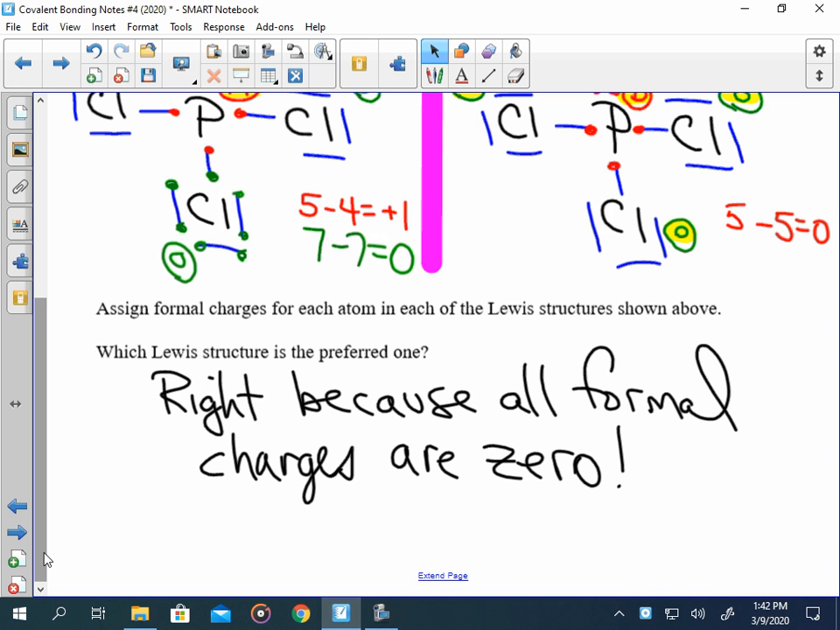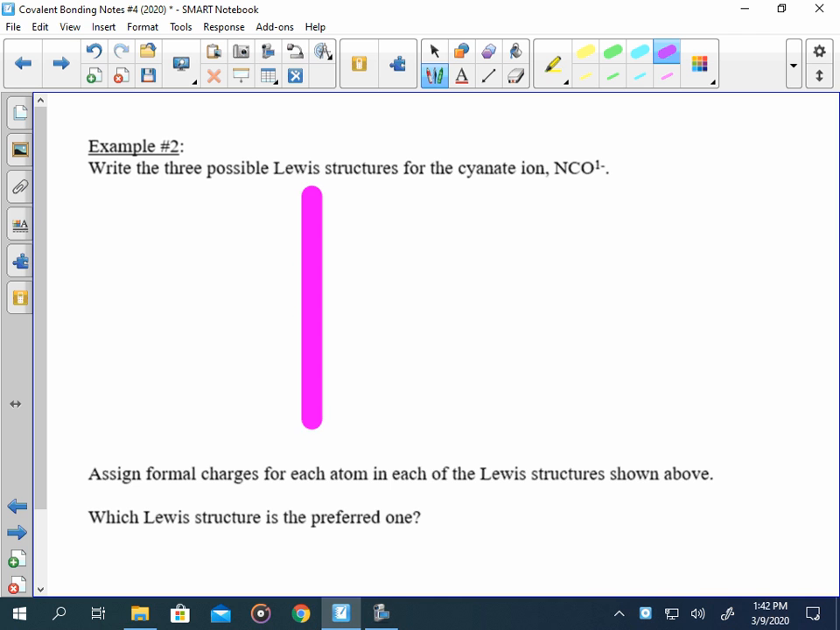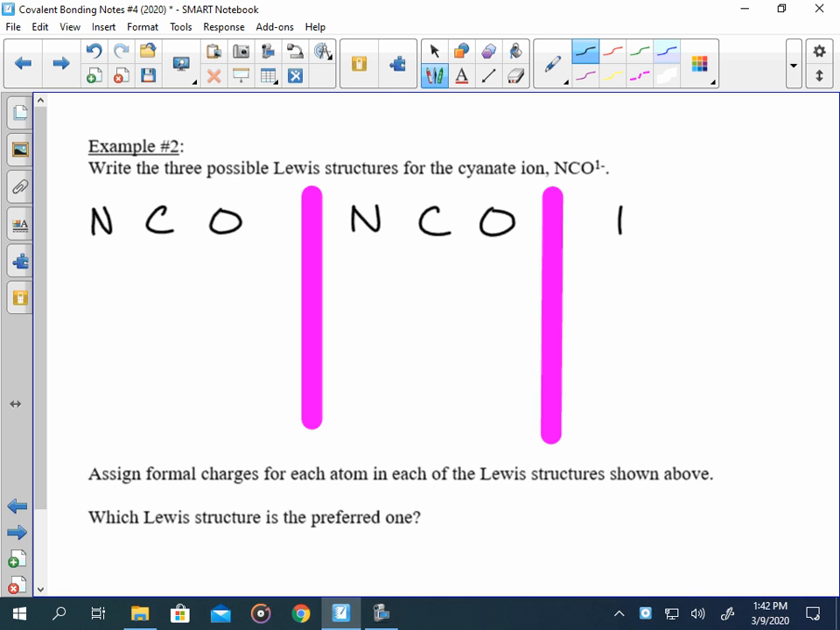Let's take a look at the next example. There are 3, so I'm going to, again, I want your notes to match mine, so it's easy for everybody. Hopefully that's about 1/3, 1/3, 1/3. And I'm going to write it in the order that it's listed, NCO, in a straight line. So it's NCO, NCO, and NCO.